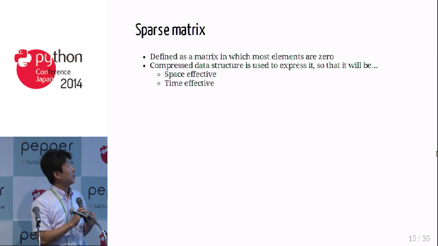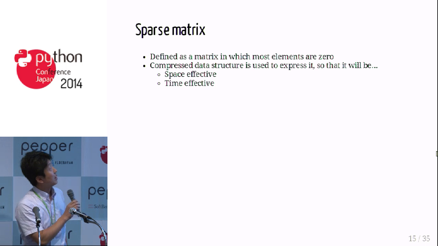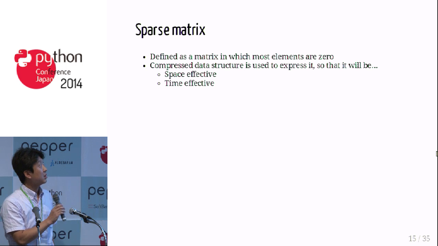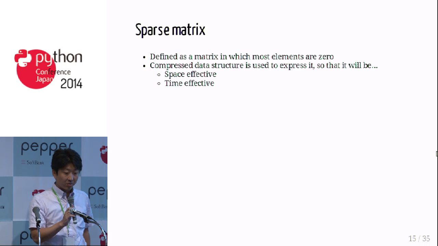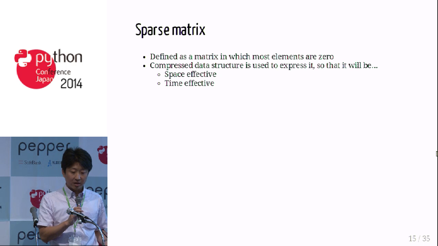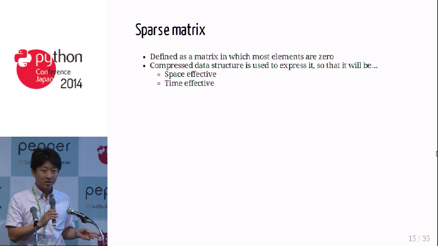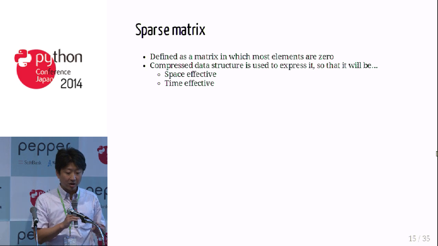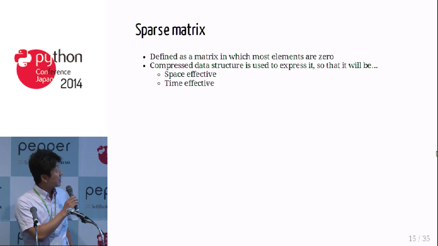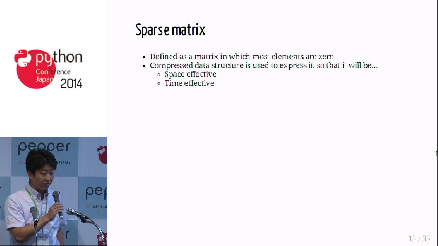So now I will explain about sparse matrix. A sparse matrix is defined as a matrix in which most elements are 0. It can be expressed in a compressed way. So you don't have to remember 0 elements. You just remember non-zero elements. In that compressed structure, it will be space effective and time effective.